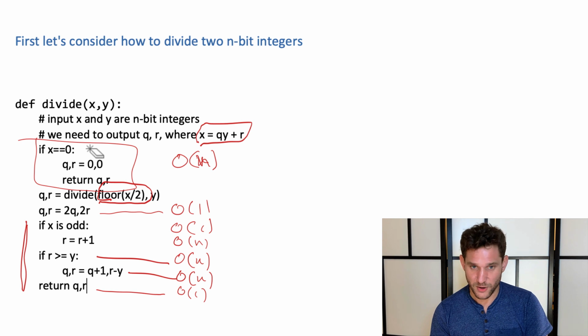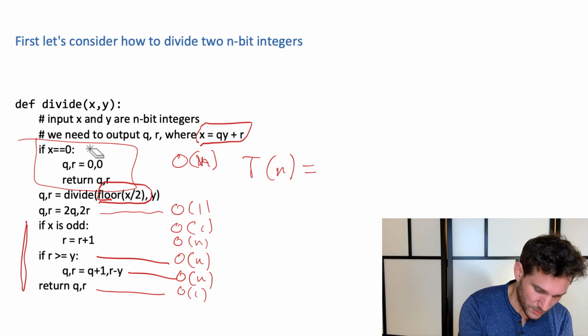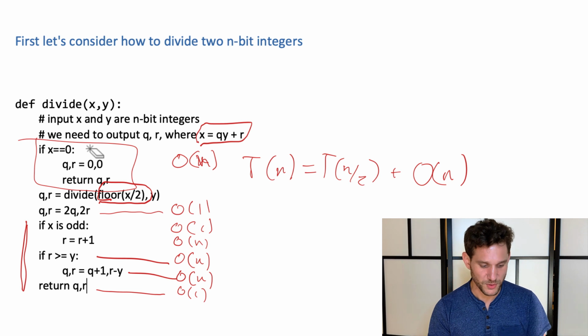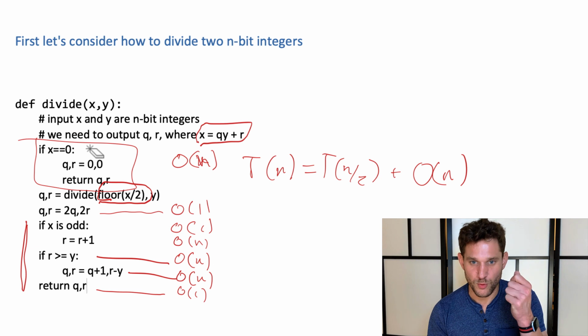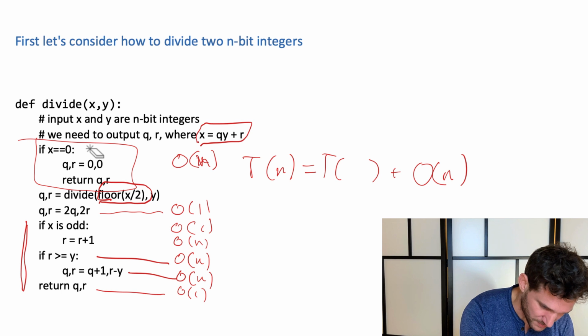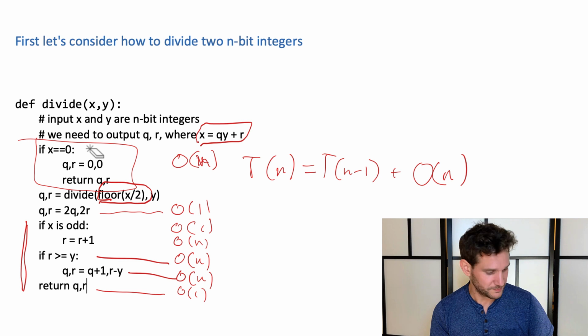It turns out that this divide call, you might want to say that this reduces the size of n to n over 2, right? You might want to say something like t of n equals t of n over 2 plus O of n. And it turns out that's not true. Why isn't that true? Well, it turns out that n is a number of bits. If you divide x by 2, you actually only remove one of the bits. So I have to fix this and actually say this is simply t of n minus 1. T of n minus 1, unfortunately.